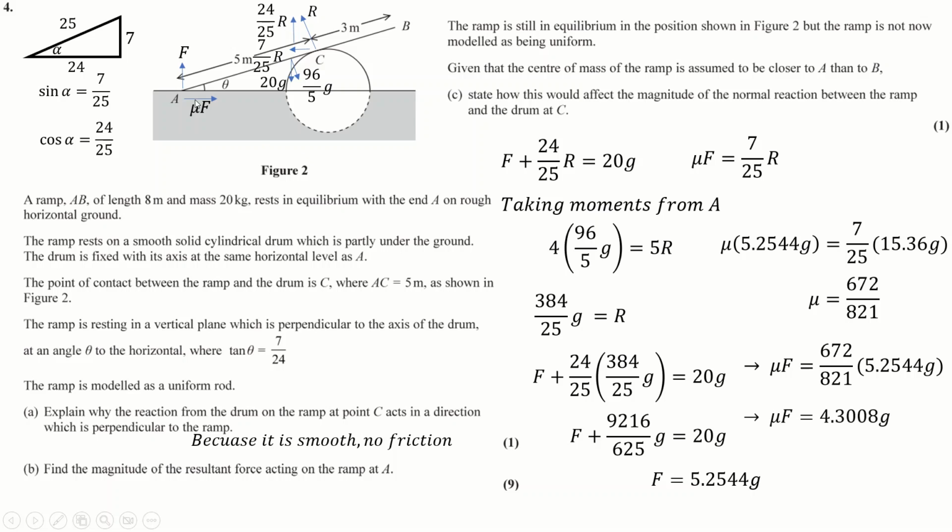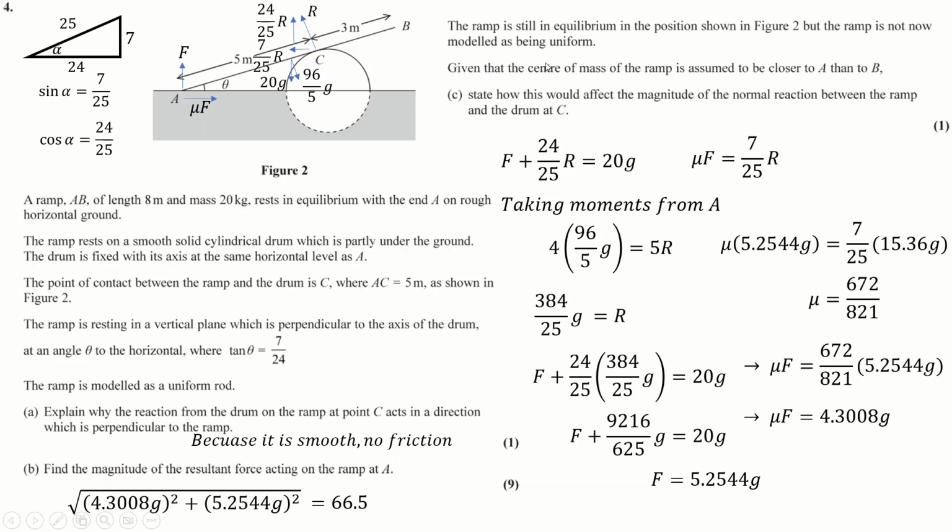Yeah, okay. So, updating the picture, we have F is this, and we have mu F is this. So the resultant force at A is this thing squared plus this thing squared square rooted, which is what I've put all of this in, and then you just type that into a calculator and you get this. Using G as 9.8, I presume, is what I did.